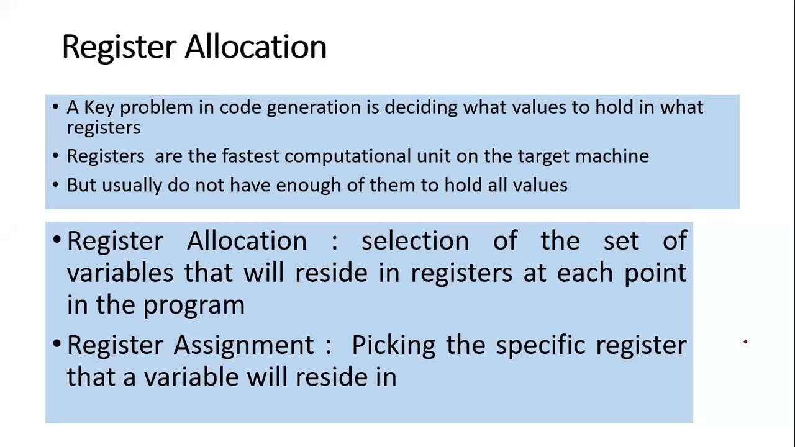Read the definition clearly. Selection of the set of variables that will reside in registers at each point in the program, that is register allocation. Selection of the set of variables. Okay. Next, picking the specific register, that's register assignment. Which register will you pick to put the variable? That is register assignment. Which set of variables you will select to put into registers, that is allocation.